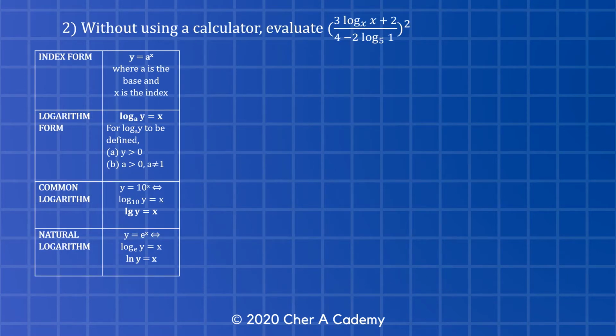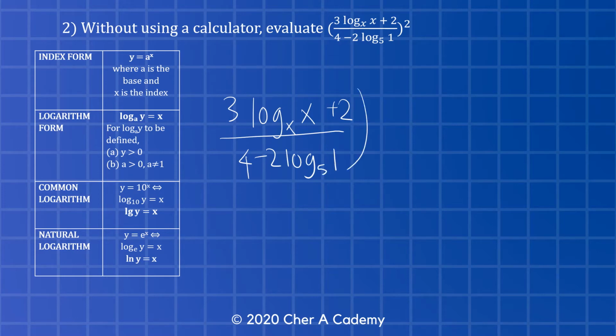Now let's look at question 2. Without using a calculator, evaluate this complicated looking fraction. It's not complicated at all after you break it down and realize that we are actually looking at special logs. So 3 log base x plus 2 over 4 minus 2 log base 5, 1, and this whole thing is squared.